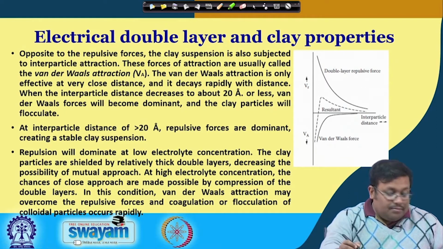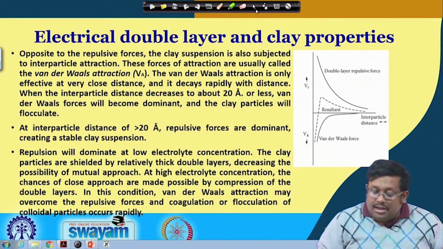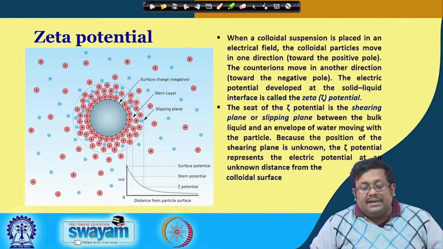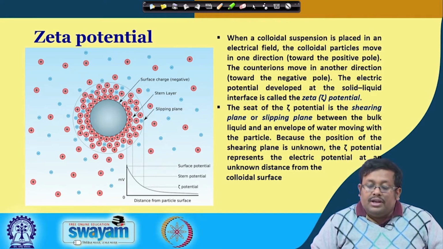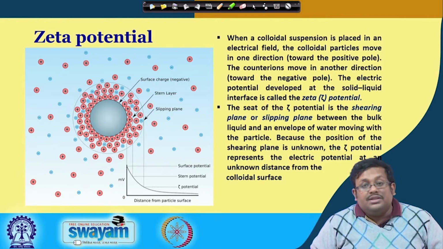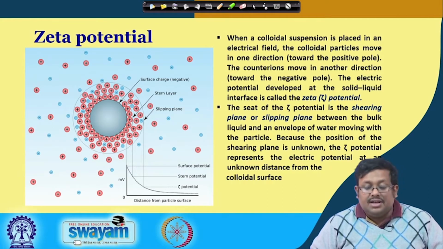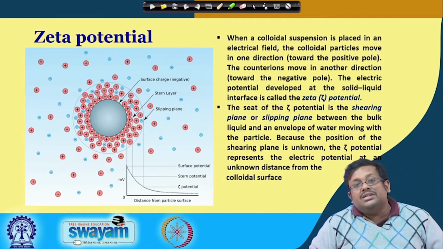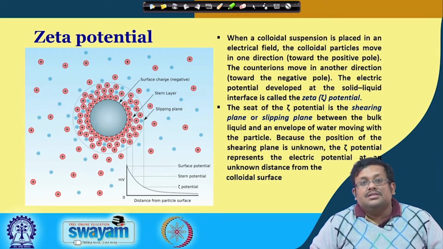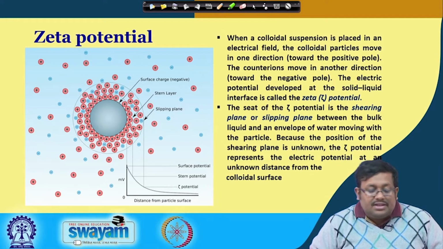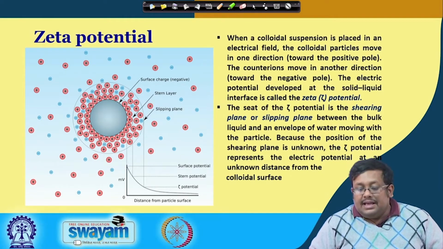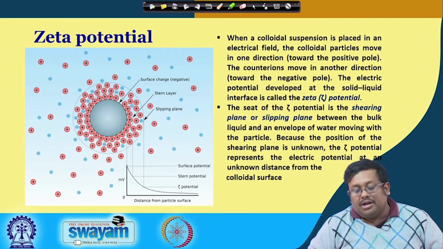So, let us move ahead to our next slide and see what zeta potential is. Now, when a colloidal suspension is placed in an electrical field, the colloidal particles move in one direction, towards the positive pole, because they are negatively charged, and the counterions move in another direction towards the negative pole. The electric potential that develops at the solid-liquid interface is called zeta potential. The site of the zeta potential is the shearing plane or slipping plane between the bulk liquid and the envelope of water moving with the particle.